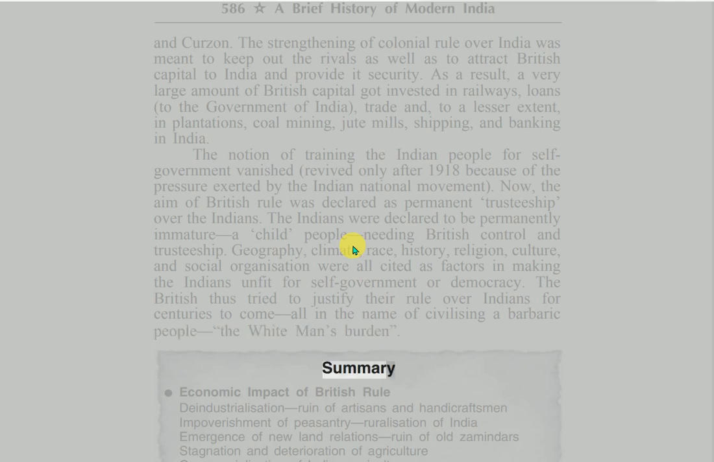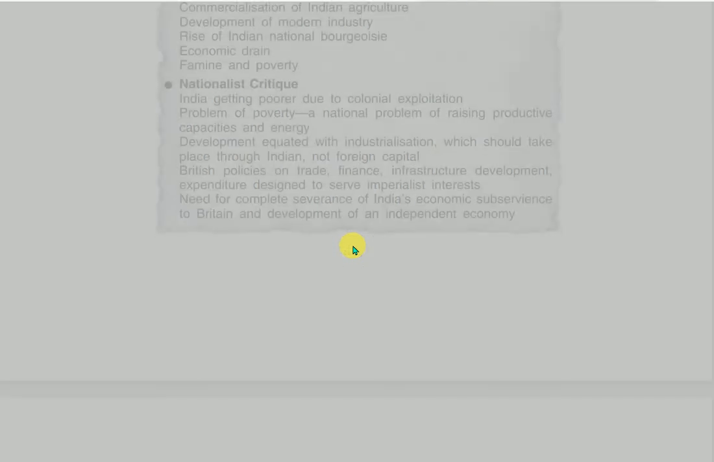Summary. Economic impact of British rule: deindustrialization, ruin of artisans and handicraftsmen, impoverishment of peasantry, ruralization of India, emergence of new land relations, ruin of old zemindars, stagnation and deterioration of agriculture, commercialization of Indian agriculture, development of modern industry, rise of Indian national bourgeoisie, economic drain, famine and poverty.